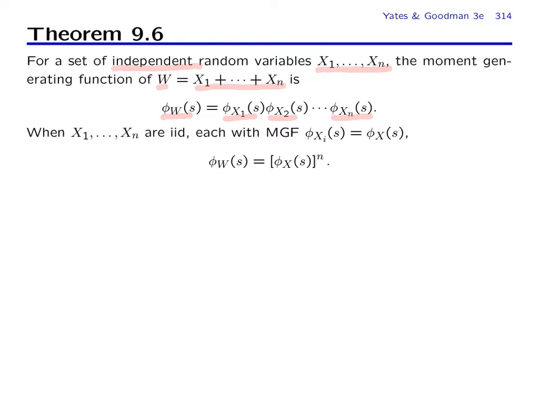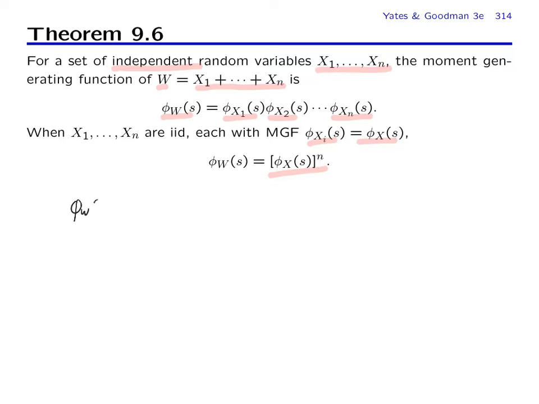And in particular, when all of the xi's are IID and all of the xi's have the same moment generating function, then the moment generating function of w is just the moment generating function of x raised to the power n. The proof of this is really quite simple.